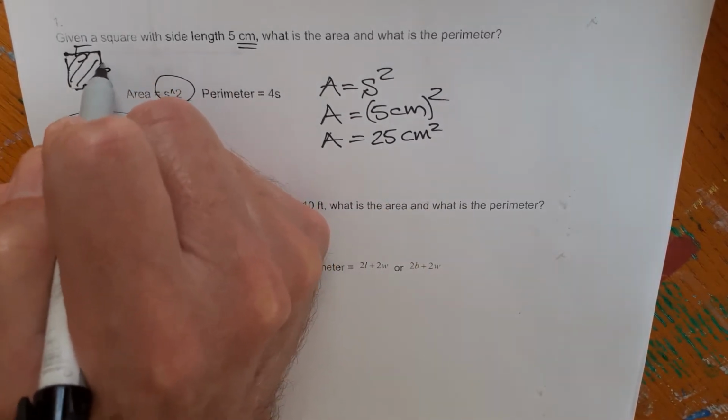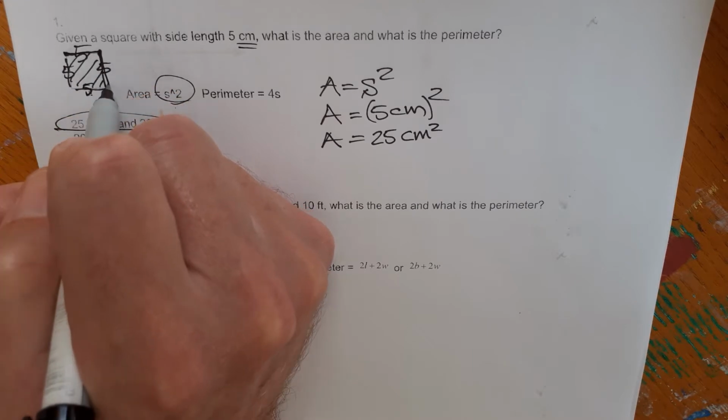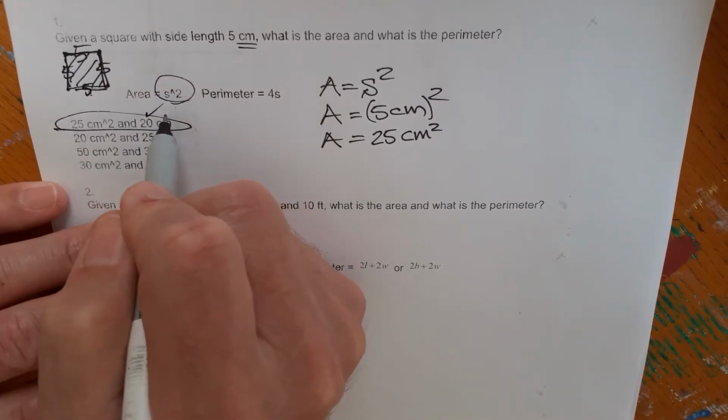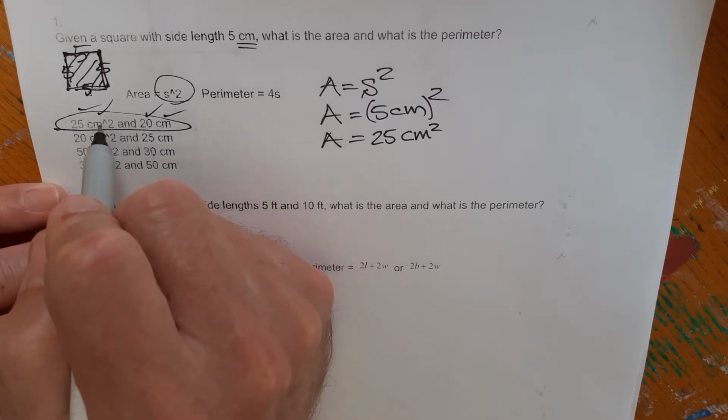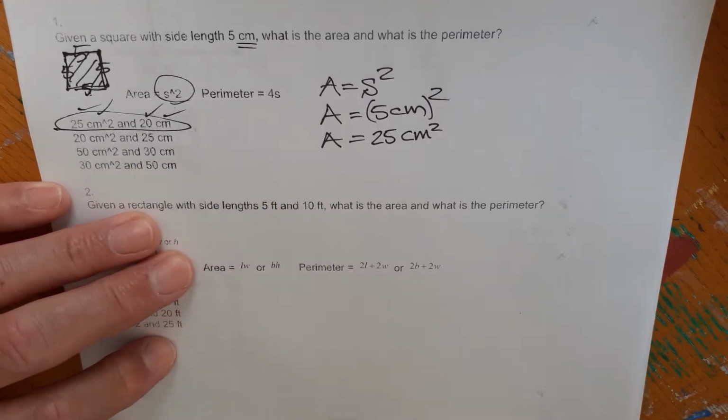If each one of these sides is 5 long, we start here and go 5, 10, 15, 20. Done. Check, check, check, check. This is only a centimeter because it's a length. This is a centimeter squared because it's an area.